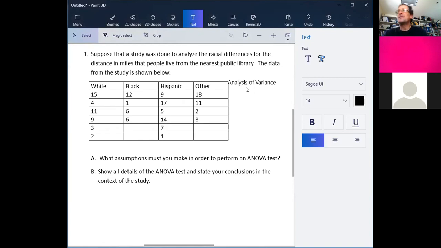So what assumptions must you make in order to perform an ANOVA test? So the first thing, it's a typical assumption, or a typical requirement is another way of saying it, for pretty much every test that we do. And what is that? See if you can tell me or put in the chat box.